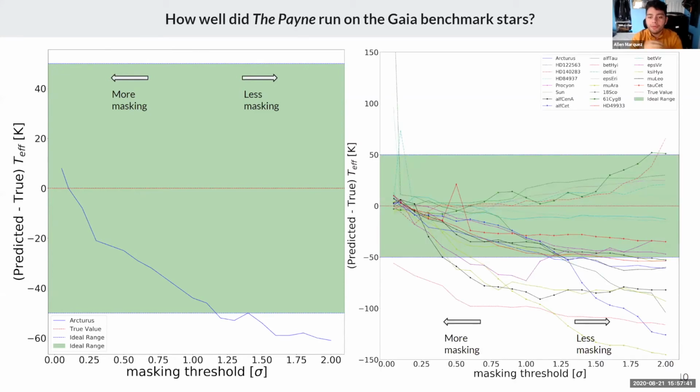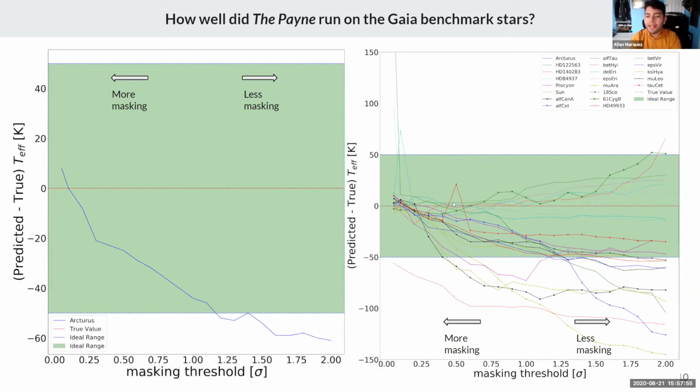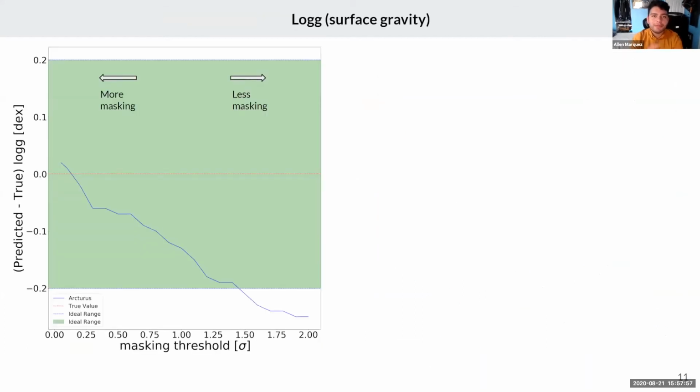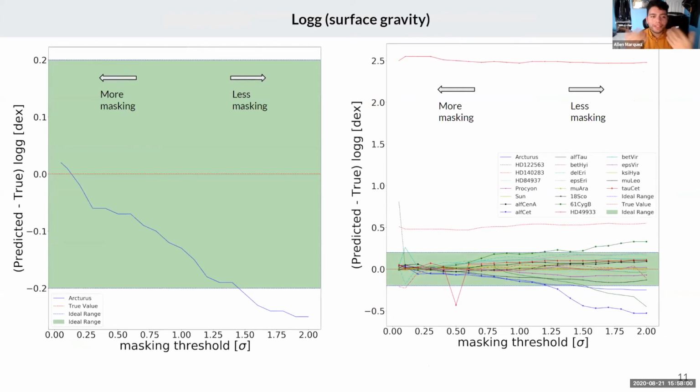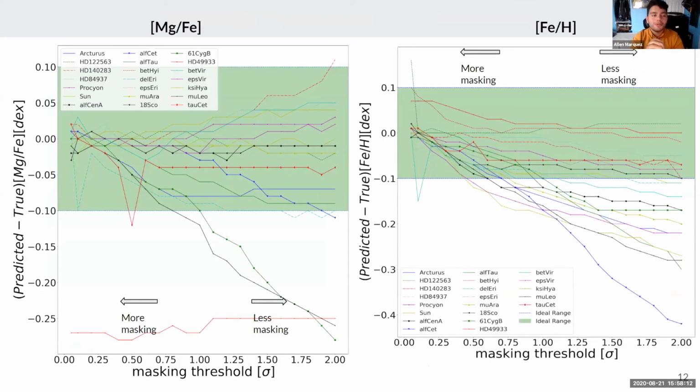Then this graph shows the same thing, but I ran it across all 22 stars in this data set. Again, it's the same trend. More aggressive masking gets us closer to true value results. I've also done the same thing for the surface gravity, and our model has the same trend across these. More aggressive masking gets us closer to true value results. And lastly, I'll show the two abundance ratios that we're interested in, and it's the same trend.